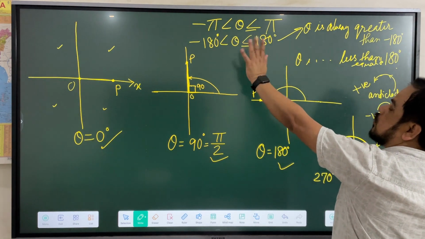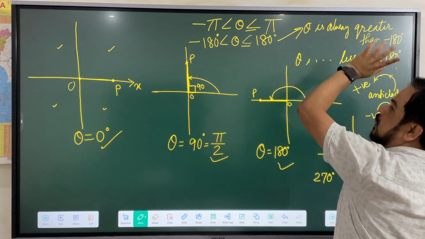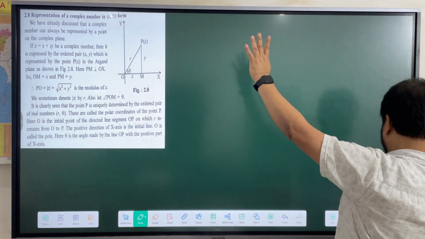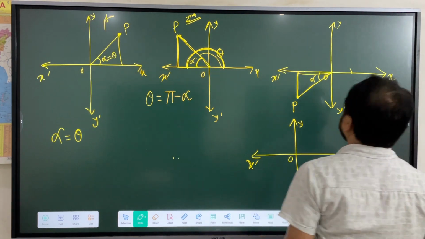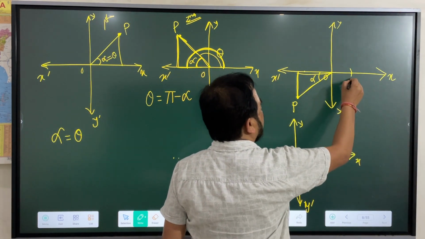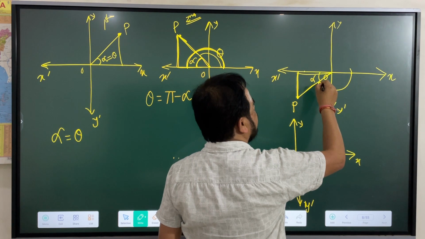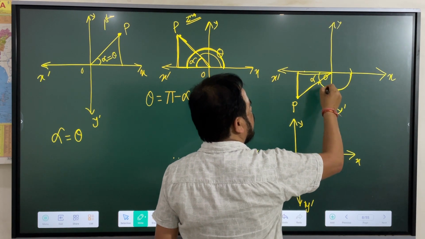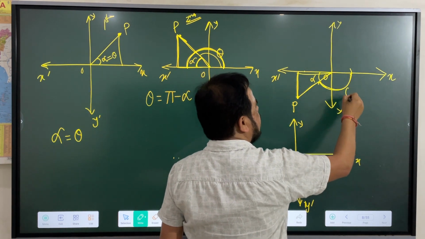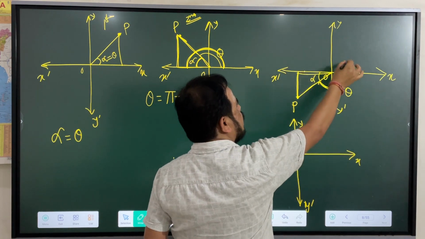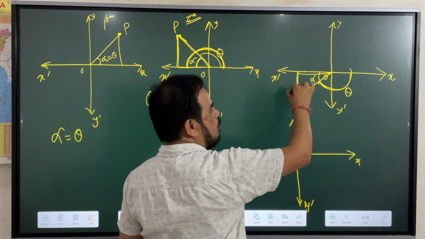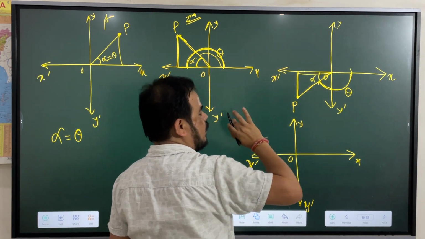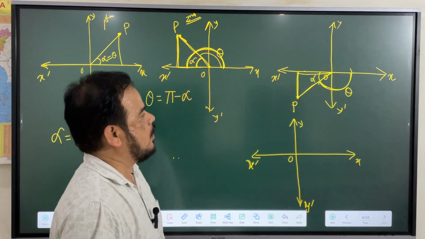210 is not allowed because it is greater than 180 degree. So what will we do? We will move from here to here. This is theta. This way we cannot go for any movement because it becomes more than 180 degree, which is not allowed.